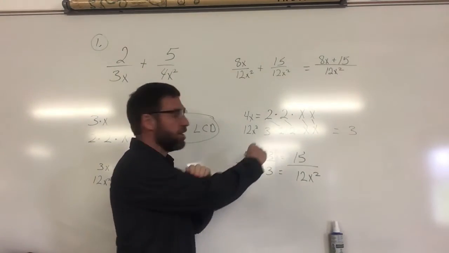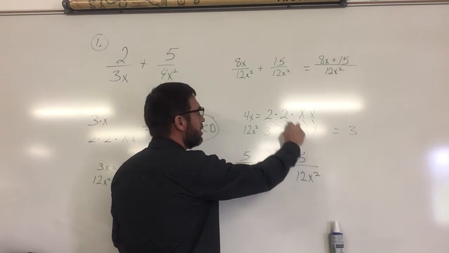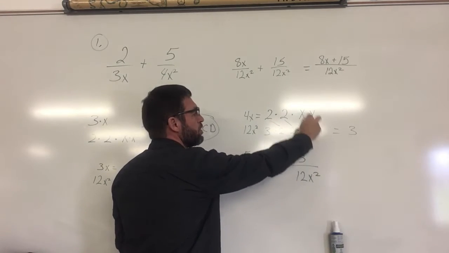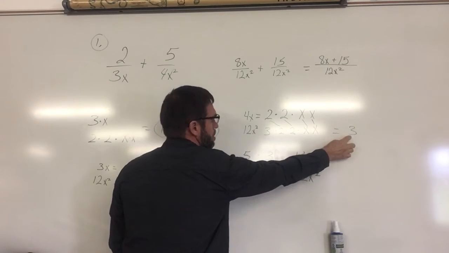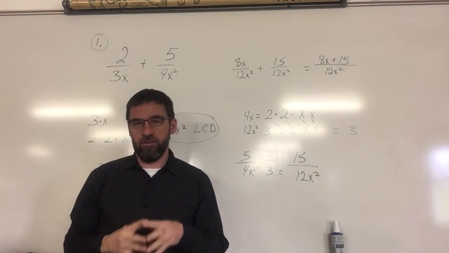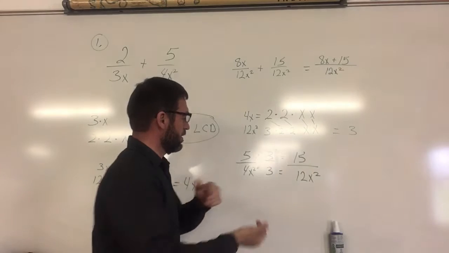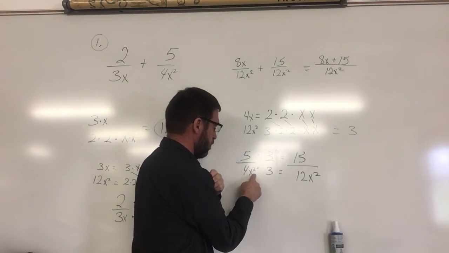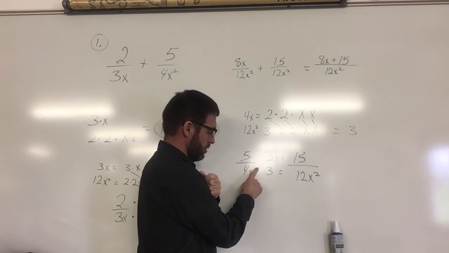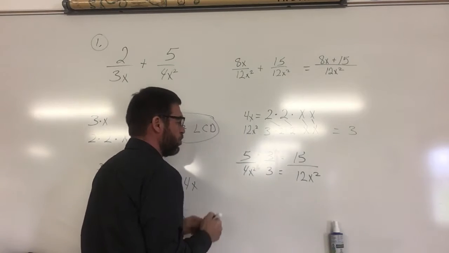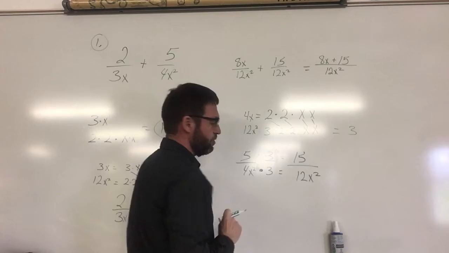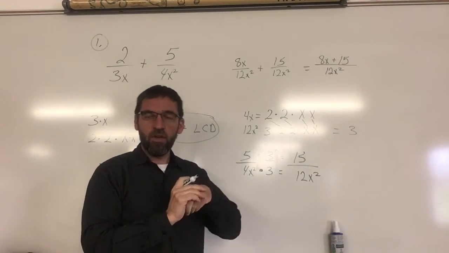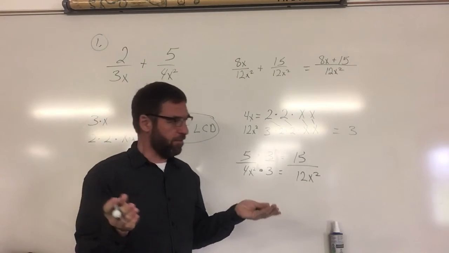Now I started finding the numbers that match. So the 2 matches, the 2 matches, x matches, x matches. The only one in this one here is 3. So that makes it easy to multiply this one to get it in. So you multiply 3 times 4x squared, which, trust me, it had better come up to 12x squared or you're in serious trouble. And 3 times 5 is 15. Now we have got them ready to work with.